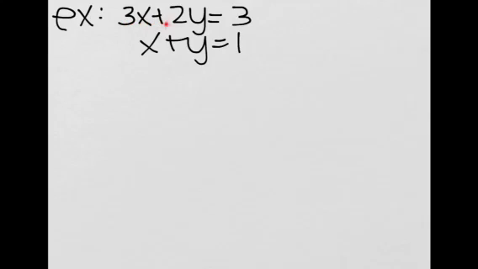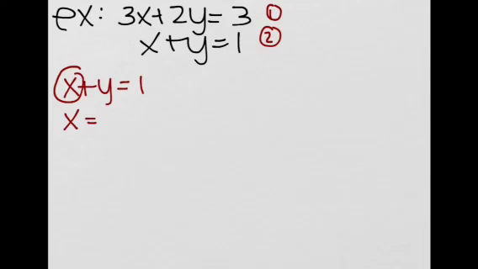So we have 3x squared plus 2y is equal to 3 and x plus y is equal to 1. I'm going to label this equation number 1 and equation number 2. Equation number 2 looks easier, so I'm going to deal with that. So x plus y is equal to 1. I want to isolate x basically. So I'm going to subtract y from both sides, so I have x is equal to 1 minus y, right?